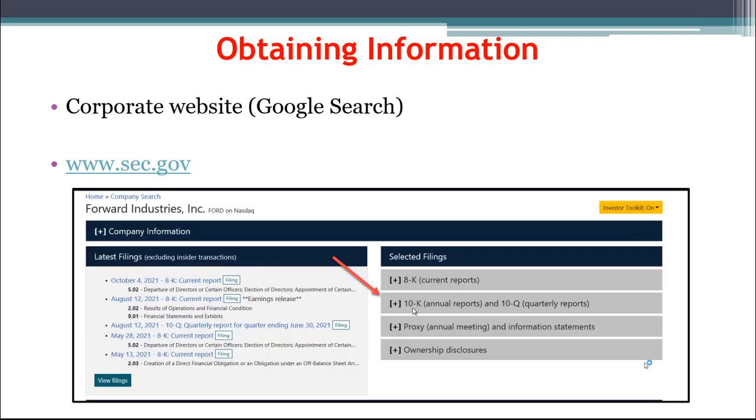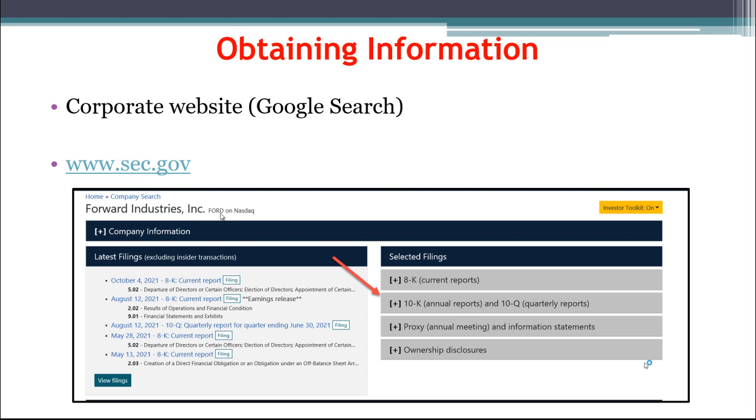So here we have the 10K annual report, the 10Q quarterly report. That's generally what we're looking for when we talk about this financial statement analysis, and specifically where we tend to focus on the 10K. That's the required annual report.